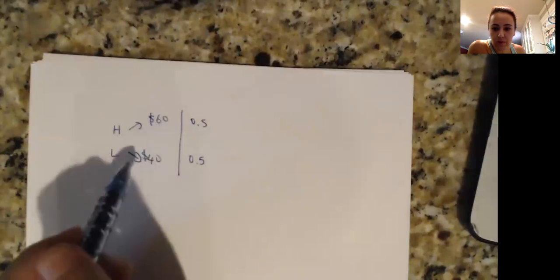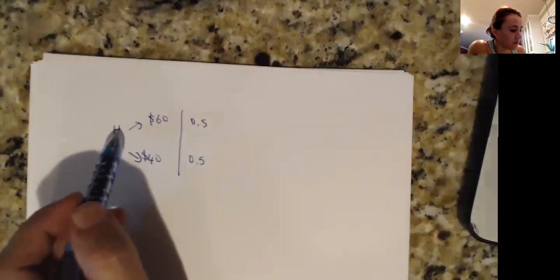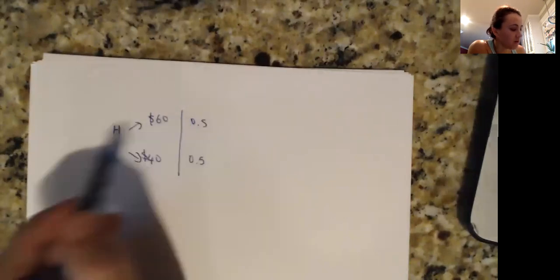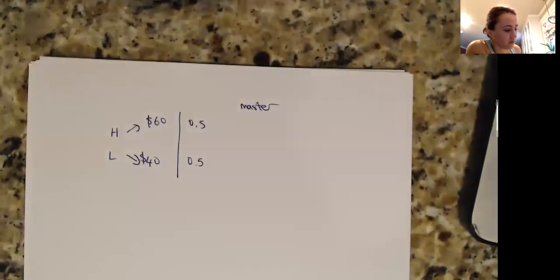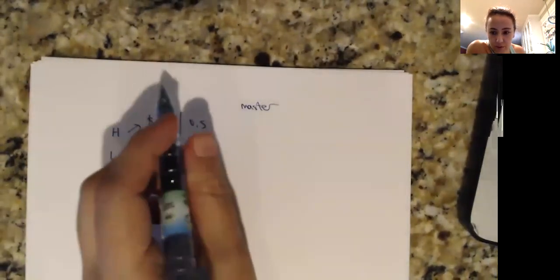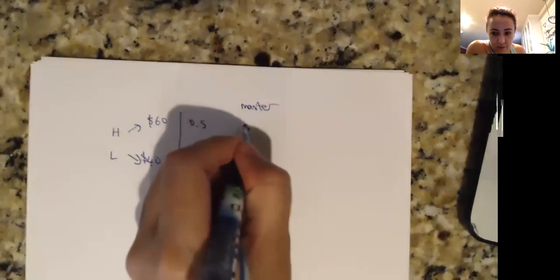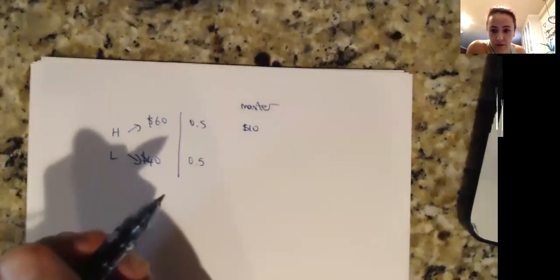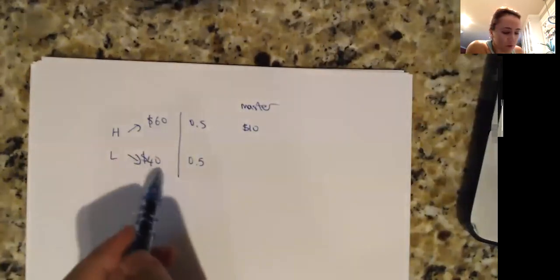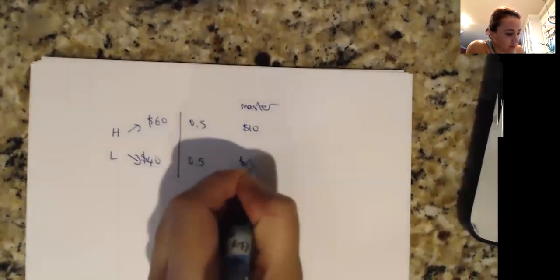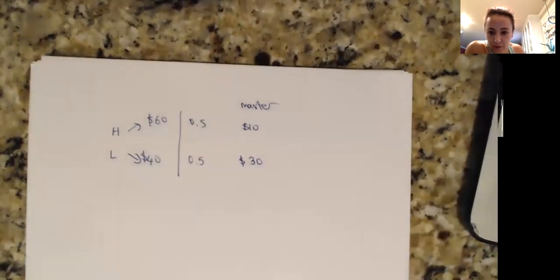So workers can use a master's degree as a signal to tell the employer, the firm, that they are high productivity. So if they get a master's, of course, for high productivity workers the cost is lower. It is as if they are losing a $10 wage increase. And for the low type, it's costlier. The cost is 30.